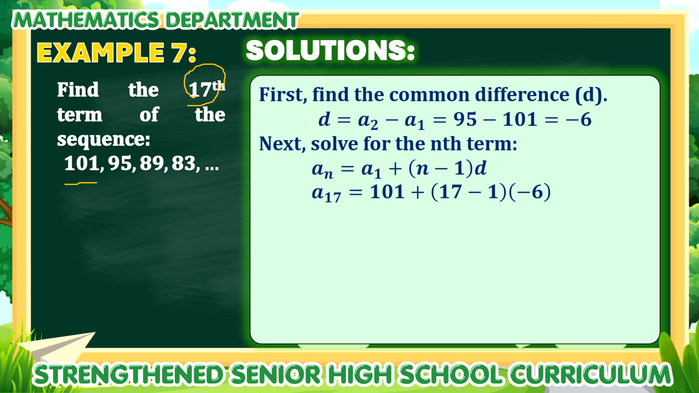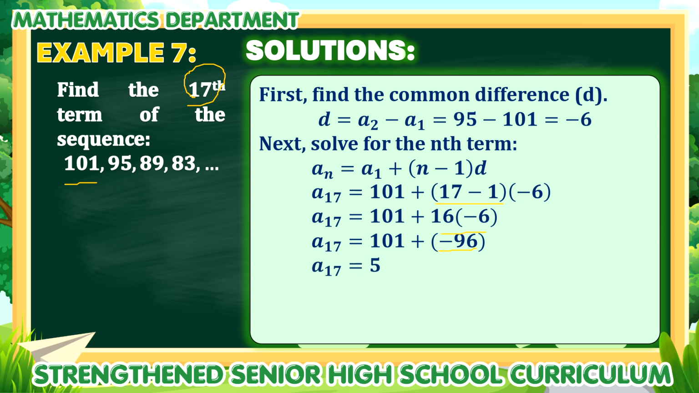By substituting those values, we will obtain a sub 17 is equal to 101 plus 17 minus 1 times negative 6. And then simplifying this part, 17 minus 1 is equal to positive 16. Multiplying 16 and negative 6 gives us negative 96. So 101 plus negative 96 gives us an answer of 5. Therefore, our 17th term in the given sequence is 5.